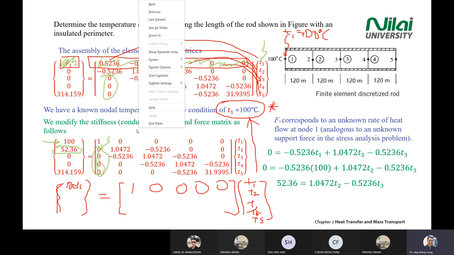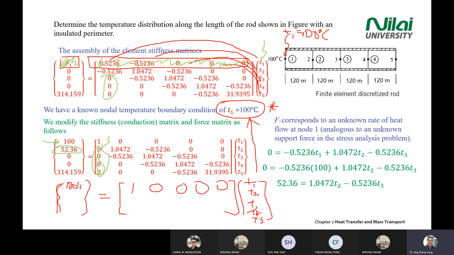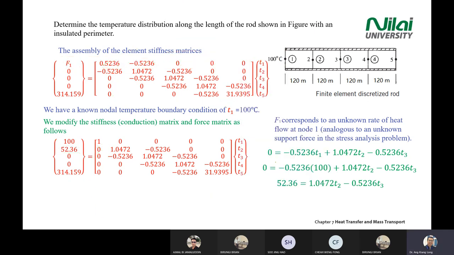-0.5236 into zero. What is the strategy? The first one already explained how to convert the first row of the matrix to become 1, 0, 0, 0, 0. And on the left, I changed the F1 to 100. I already explained just now. Now I'm going to explain the second one. How you get this number? You just expand this equation. You put the second row into the equation, like what you see on the screen here.